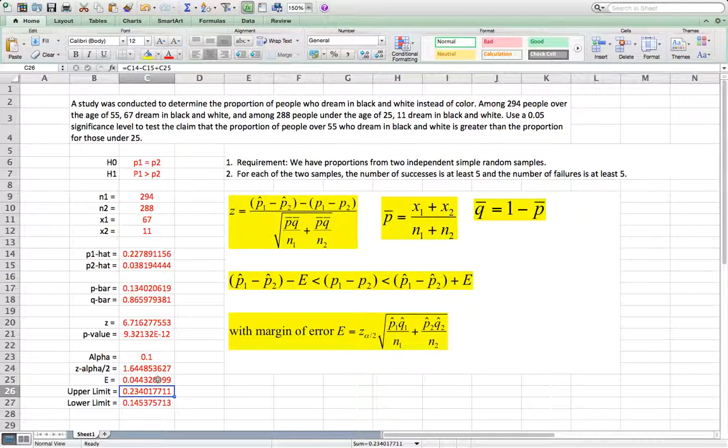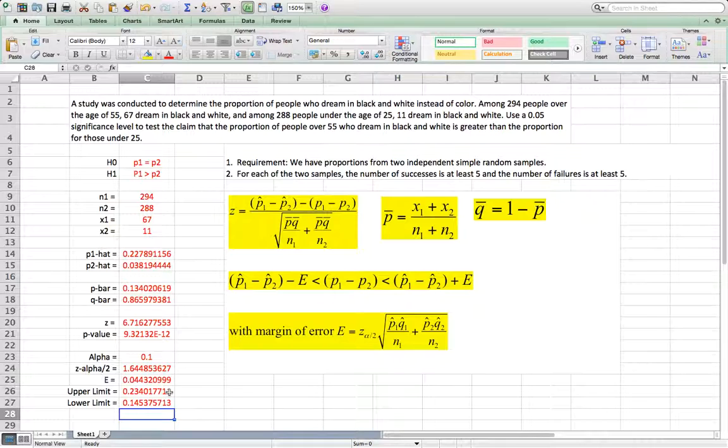After you get this margin of error, your upper limit of the confidence interval is P1 hat minus P2 hat plus the margin of error. So C14 is P1 hat minus C15, P2 hat, then plus margin of error. Then the lower limit will be P1 hat minus P2 hat minus the margin of error.